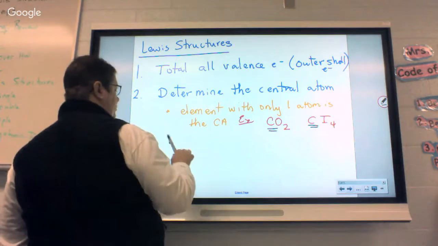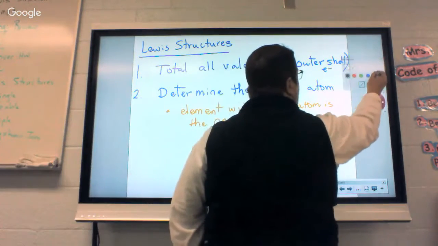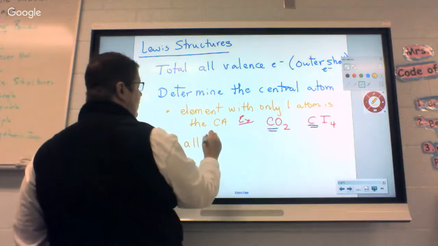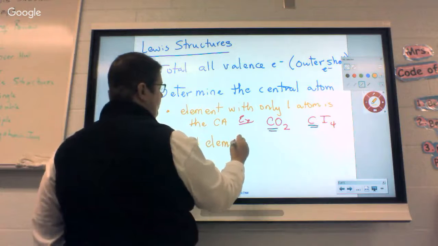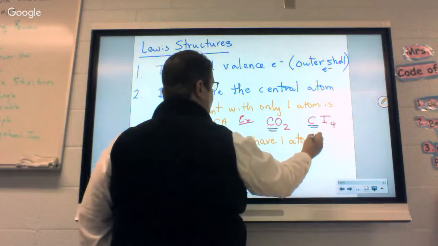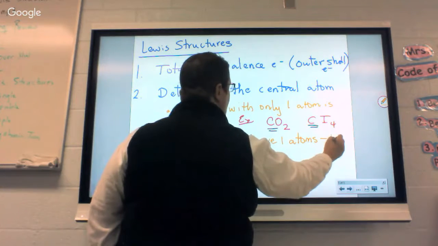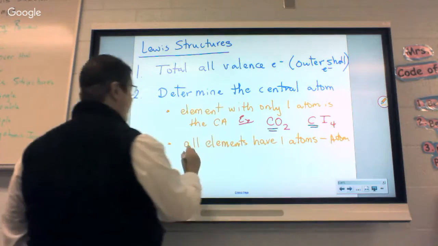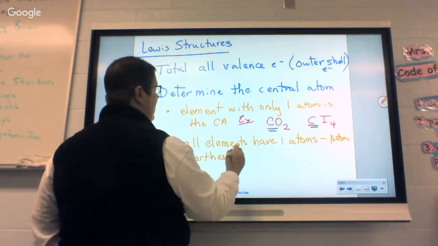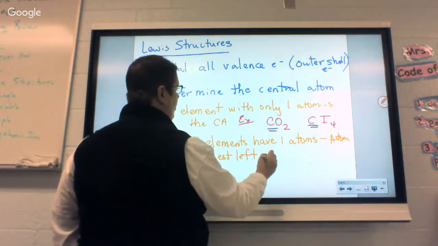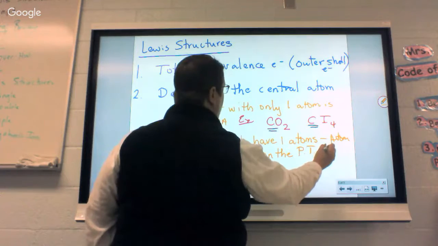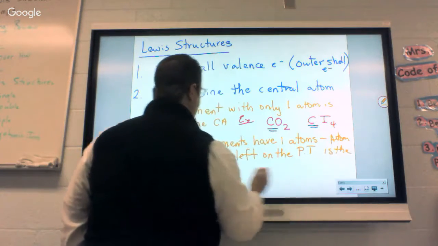Now, if all elements have one atom, the atom farthest left on the periodic table is the central atom.